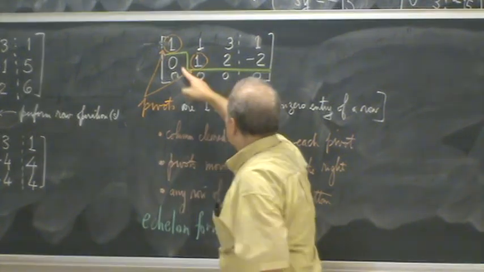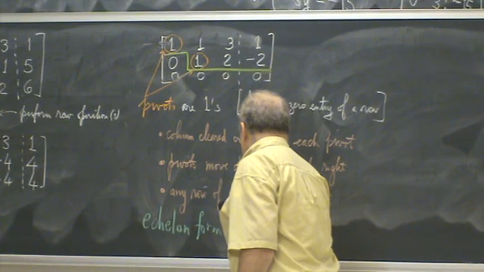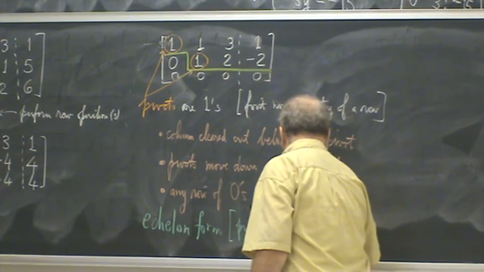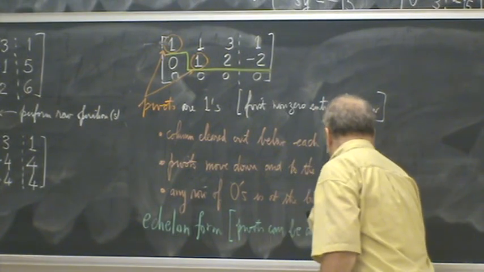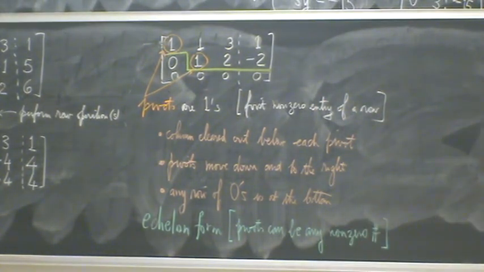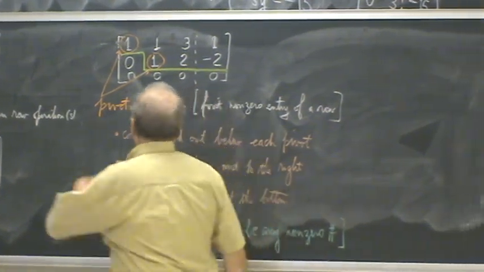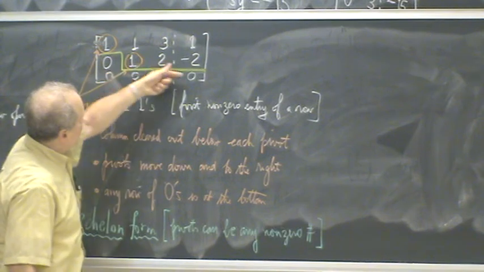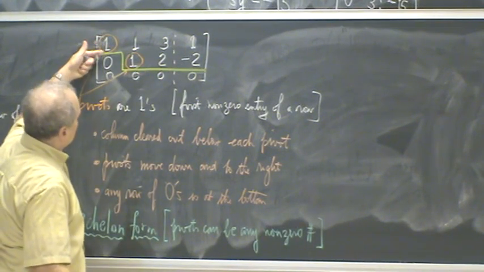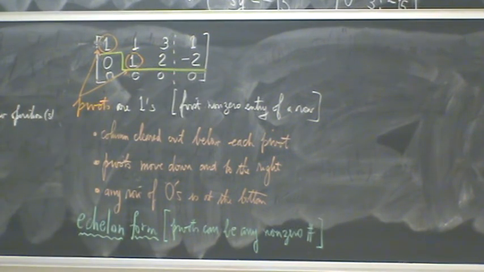I didn't even need the pivots to be ones officially for that. Pivots can be any non-zero number. So if you have a matrix where you have this descending staircase and you cleared out the rows of zeros, put them at the bottom, that's called echelon form.